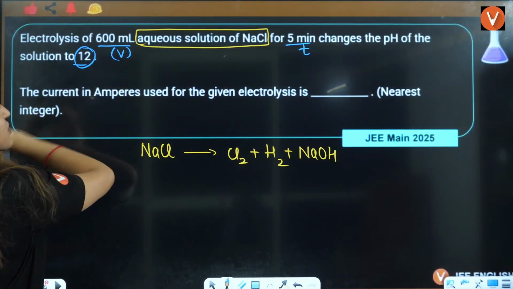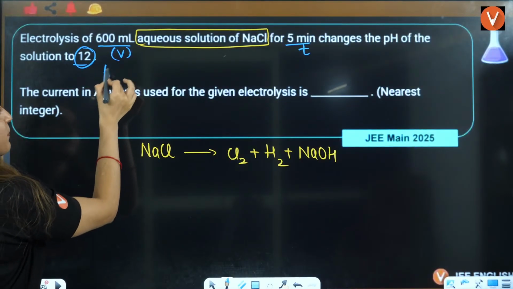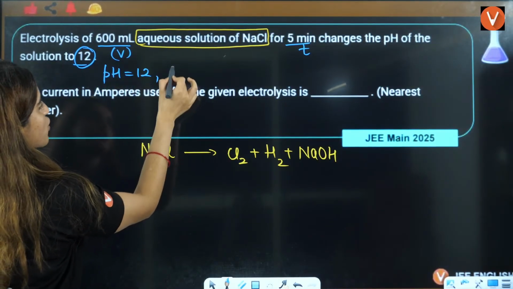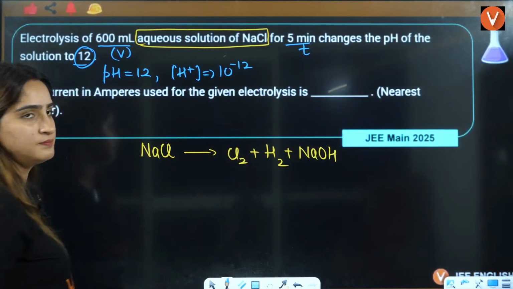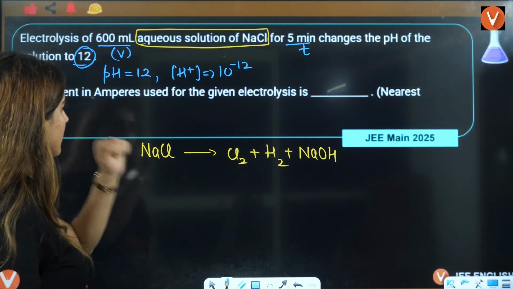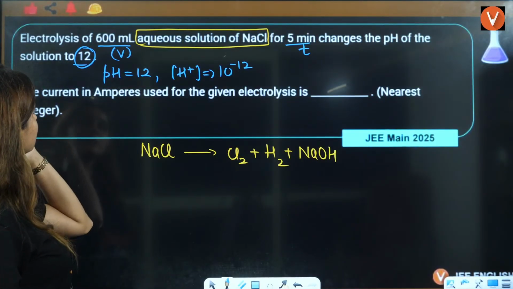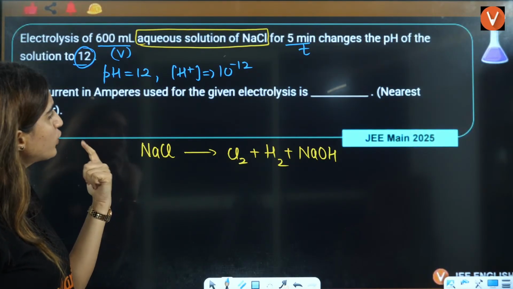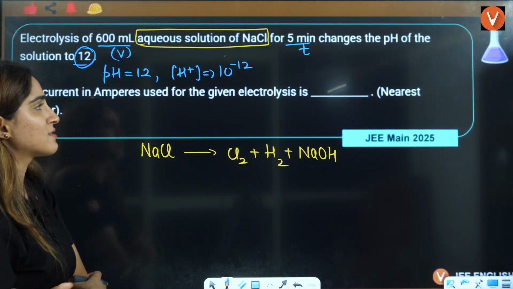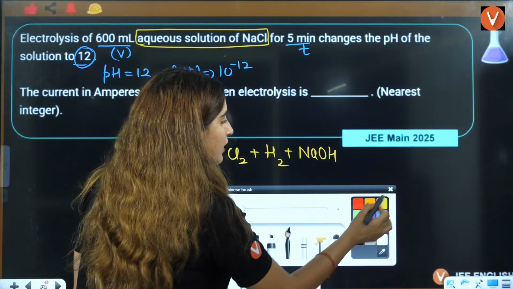So if pH is changing to 12, can I say pH value is given to be 12? So H positive concentration is given to be 10 raised to the power minus 12. Right? Next. The current in amperes used for the given electrolysis is, see, current they are asking you.